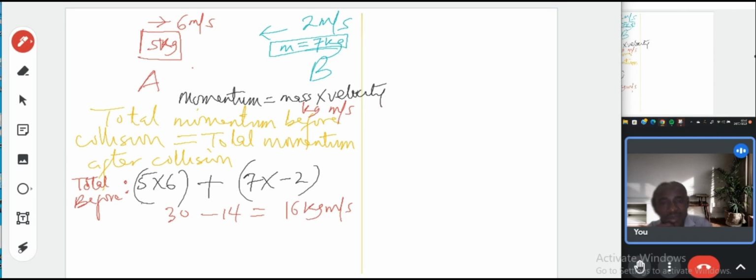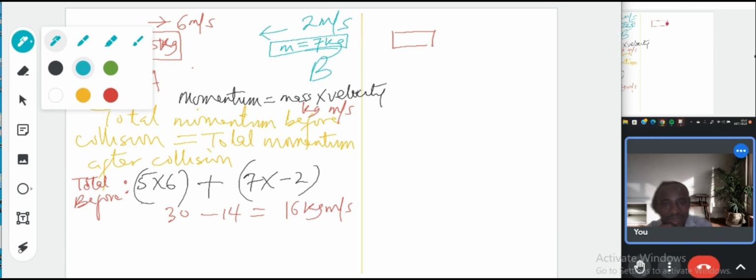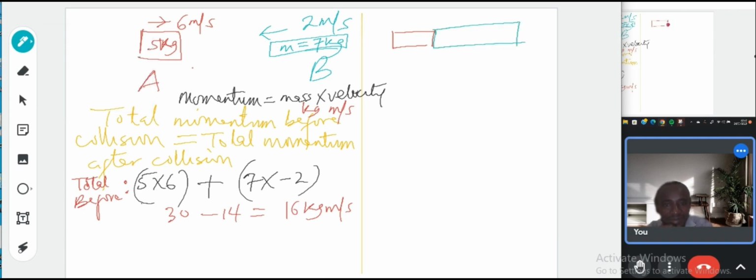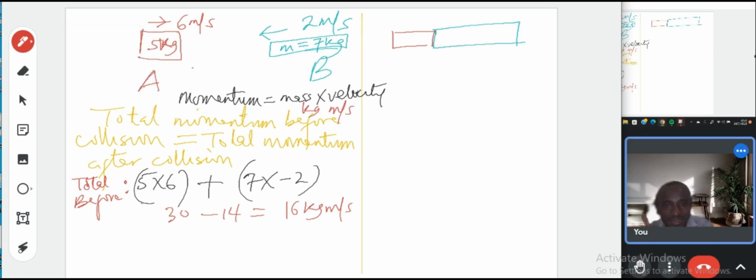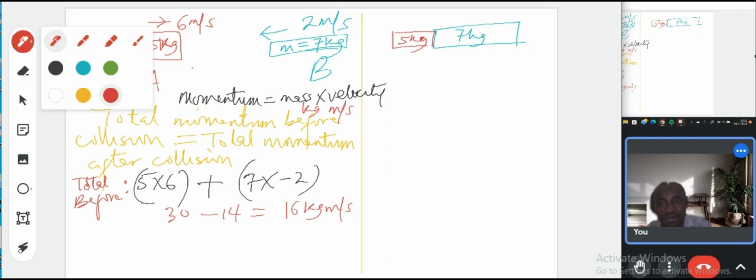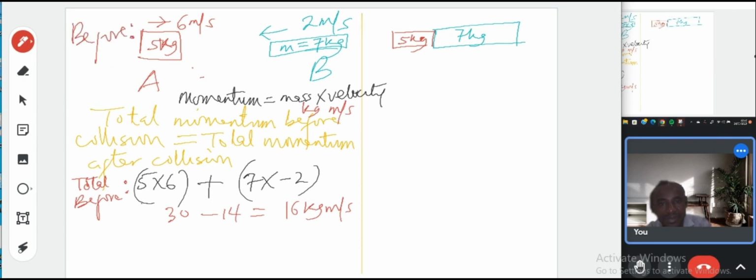Now, so that I don't waste time, assuming these two objects now collided and they are sticking together like this. They collided and they coalesce, what we call coalescing, sticking together. This is 5 kg. This one is still 7 kg, but they are now sticking together. What will now be their common speed, and which direction will it move? This is before. This is now after.